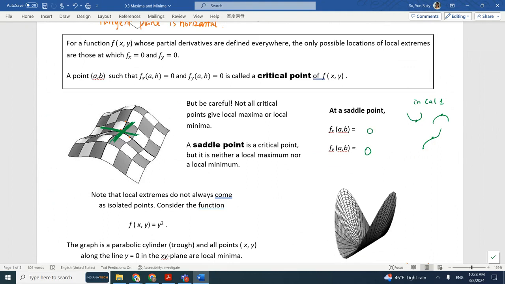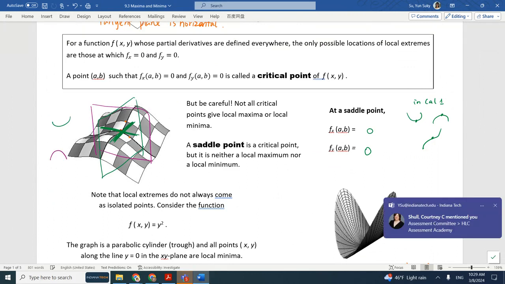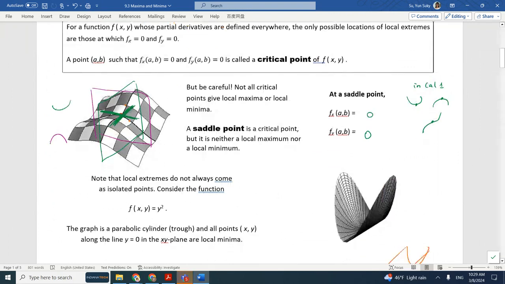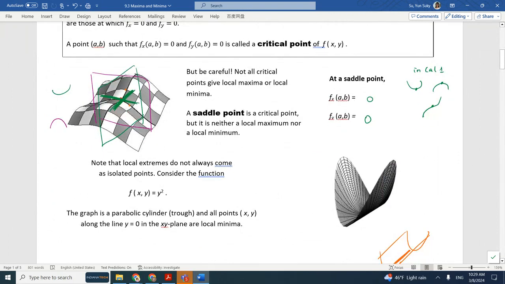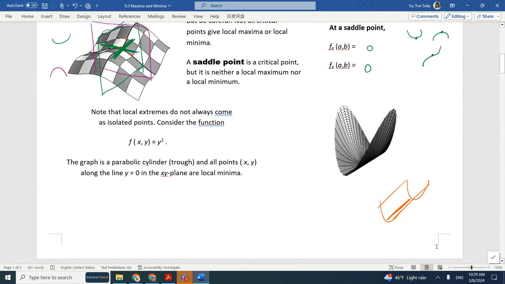Look at this direction. If you look at this direction, it looks like that. But if you look at this direction, it looks like this. Yeah. So that's why it's not a local max or local min. Yeah, saddle point. Okay, note that local extremes do not always come as isolated points. Look at this function. Your local minimum is not a single point. It's the whole line. It is a local minimum. Is that okay, everybody? Yes.